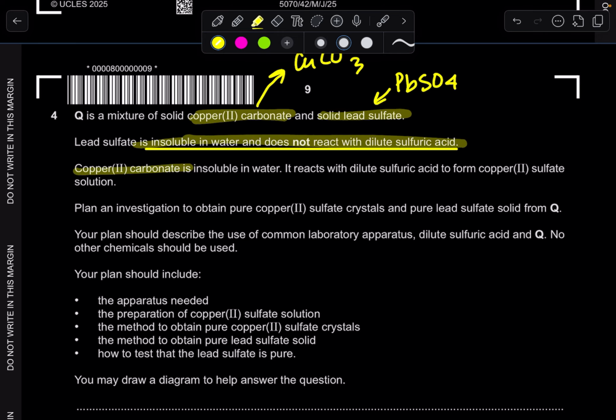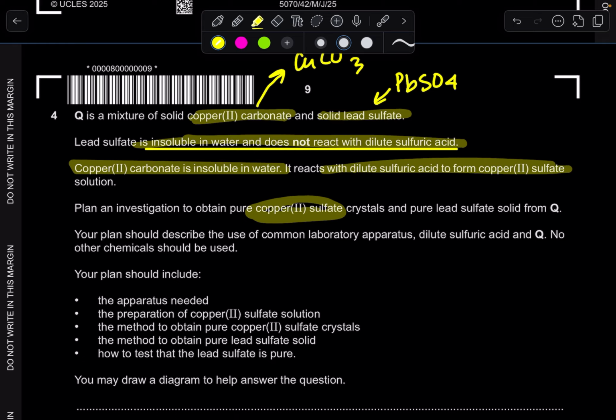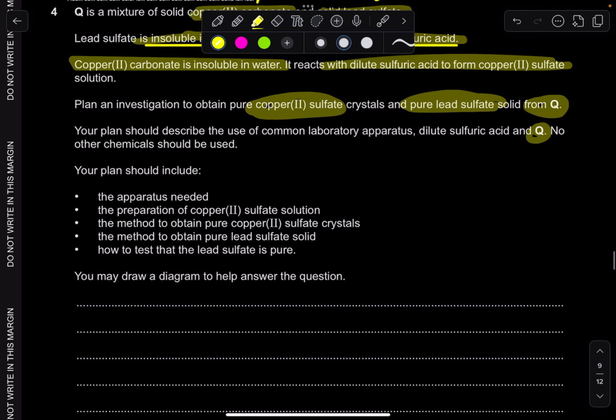Copper(II) carbonate is insoluble in water. Okay, copper(II) carbonate is also insoluble in water. It reacts with dilute sulfuric acid to form copper sulfate. Plan an investigation to obtain pure copper sulfate crystals and pure lead sulfate crystals from Q. Your plan should use common laboratory apparatus, dilute sulfuric acid and Q. No other chemical should be used. You should include the apparatus, the preparation, the method, and how to test the lead sulfate is pure.